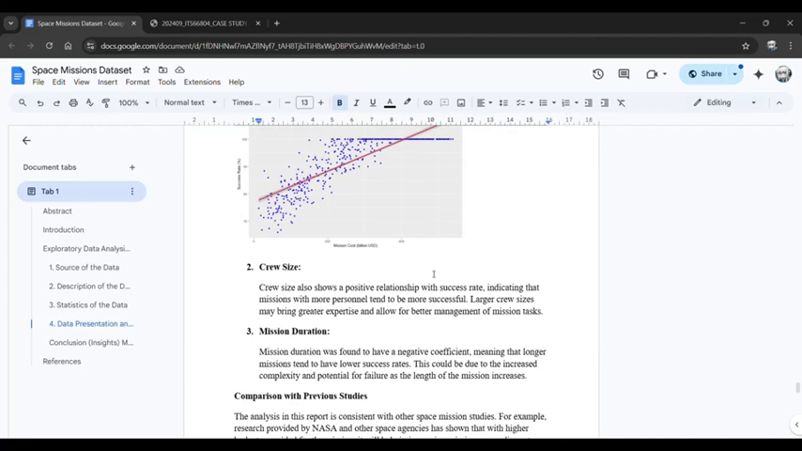The second one will be crew size. The crew size also shows a positive relationship with success rate. This means that missions with more personnel tend to be more successful. Larger crew size may bring greater expertise and allows for better management of mission tasks. And this means that more human resources can be used to work on the space mission.